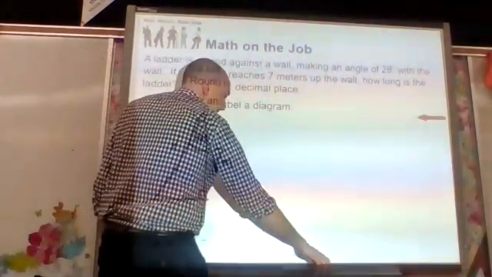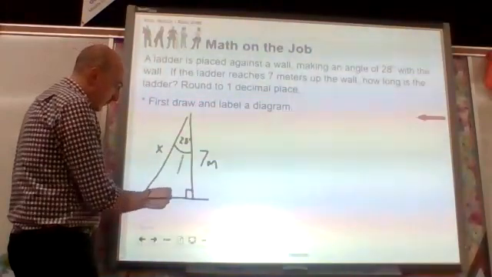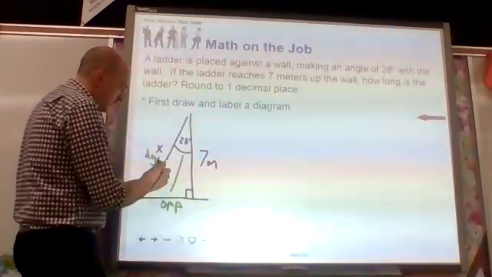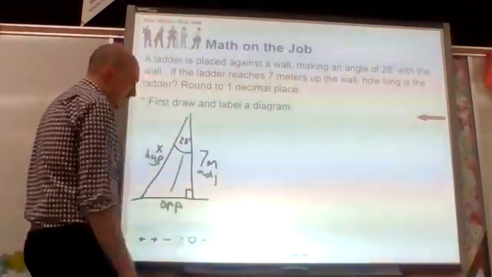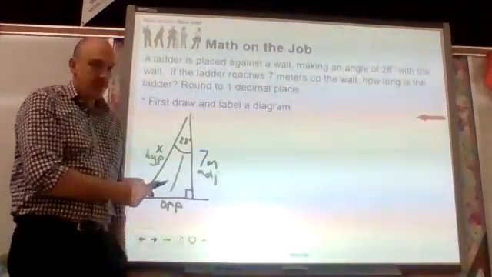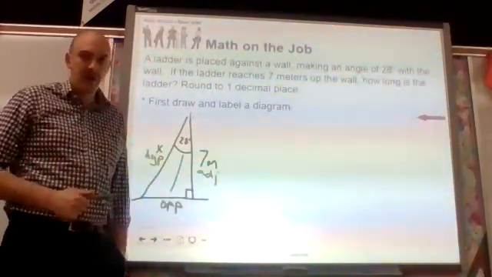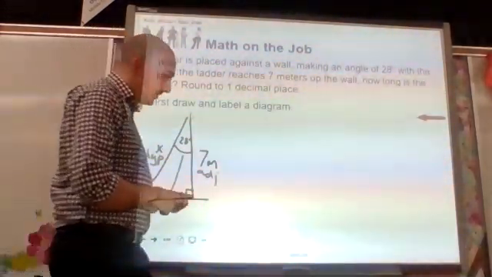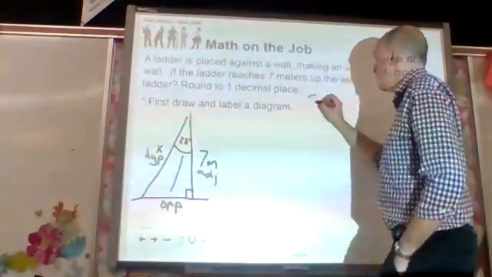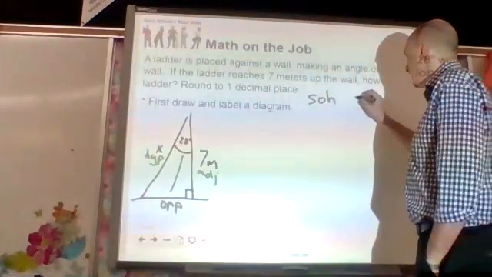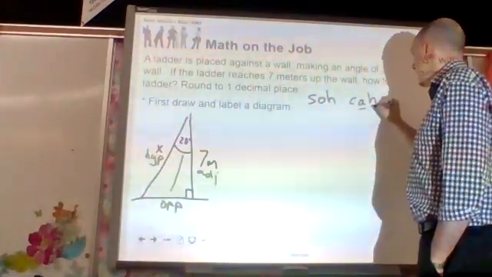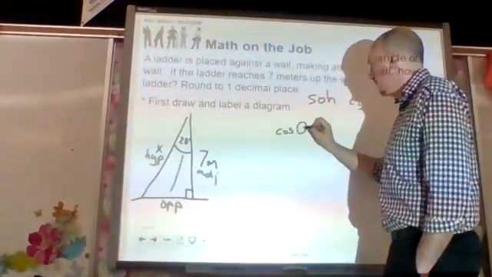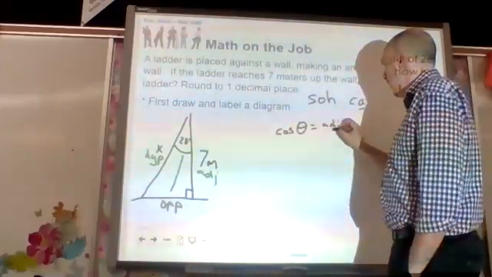Okay, so what do we got? If we go across, this is my opposite. This is my hypotenuse. And this is my adjacent. I have the adjacent. I want to solve for the hypotenuse. Which trig function do I choose? The opposite one doesn't have adjacent. Adjacent and hypotenuse, yes. So I'm going to use cosine of my angle equals adjacent over hypotenuse.